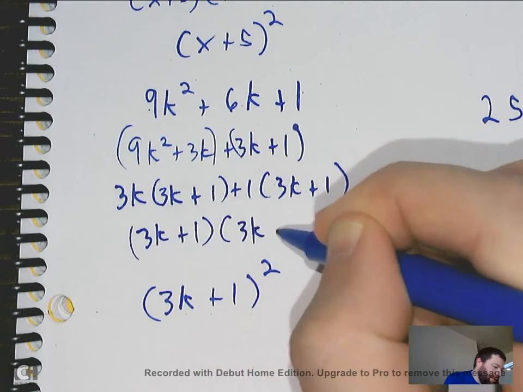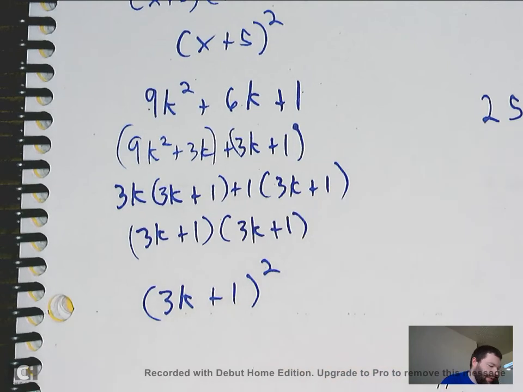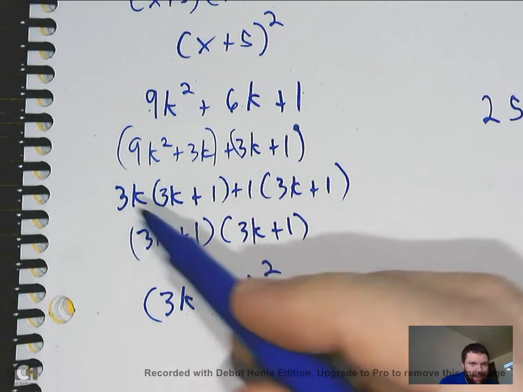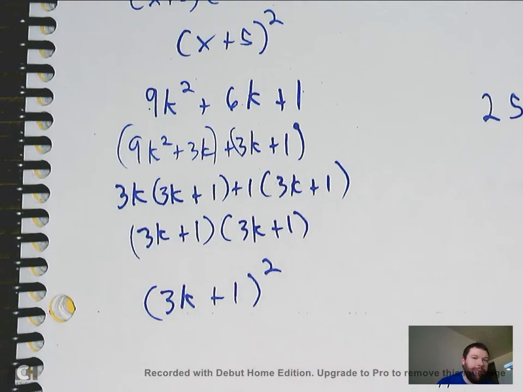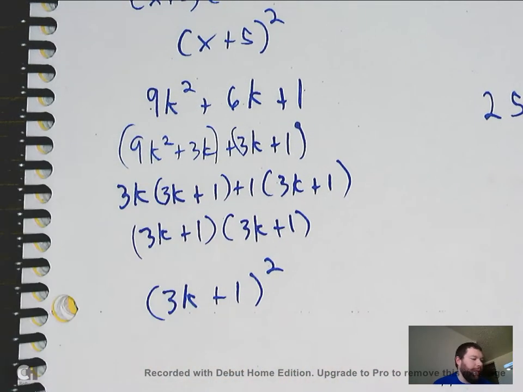Because that second parentheses isn't going to just magically be there. If I wanted to distribute that 3k plus 1, it needs something to multiply with. Okay, so you see we get the same thing. Okay, that's the last time I'm going to do the factor by grouping.